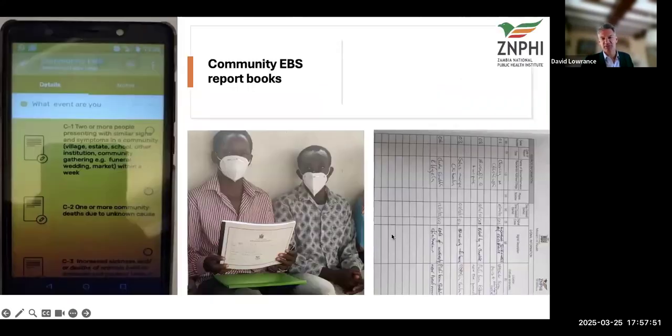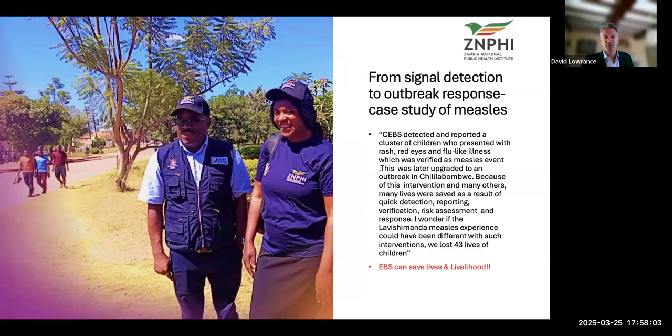This is just a picture of a couple of the tools. You've got a digital tool and a paper tool that have been developed for this specific initiative. Next slide. And then also from ZNPHI, a nice example of a specific measles outbreak in the Zambia context, where they really describe just how vital the community and the community-based volunteers were in early detection of this, which allowed successful containment of a measles outbreak.